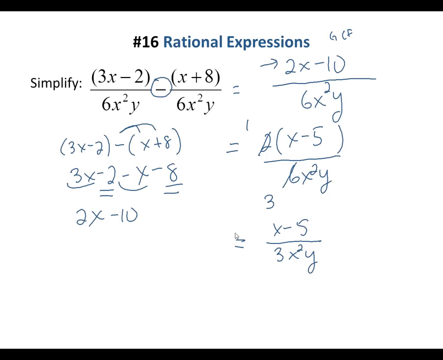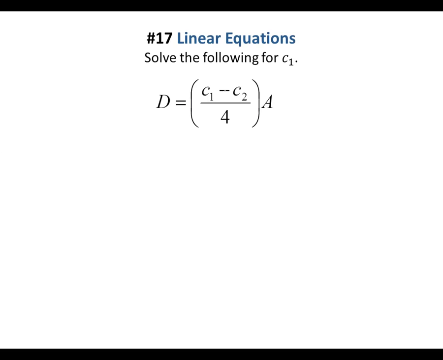Now I can reduce the 2. You see why, right? Because that 2 has now been taken out of that 10. So 2 and 6 can be reduced by 2. So we get 1 and 3. So that makes my final answer x minus 5 over 3x squared y. Questions here? We understand that we can't cancel this x, right? Because it's not a factor. Only factors can be canceled.